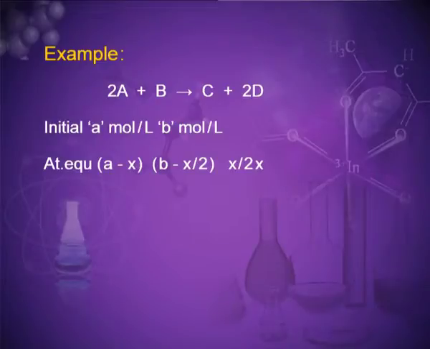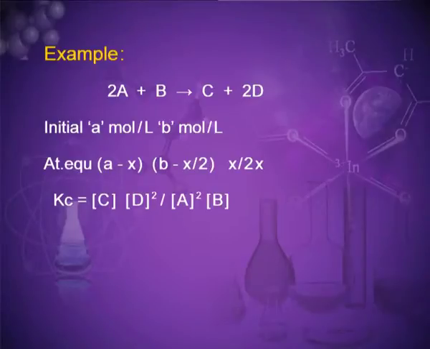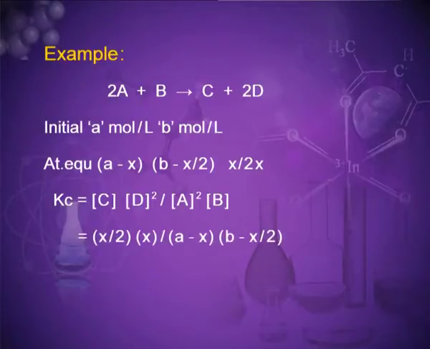So the Kc for this reaction will be the molar concentration of C and the molar concentration of D to the power 2, divided by the molar concentration of A to the power 2 and B, as X by 2 into X squared, divided by A minus X whole squared, then B minus X by 2. Now the value of X can be calculated.